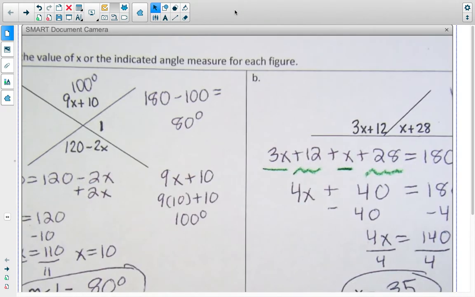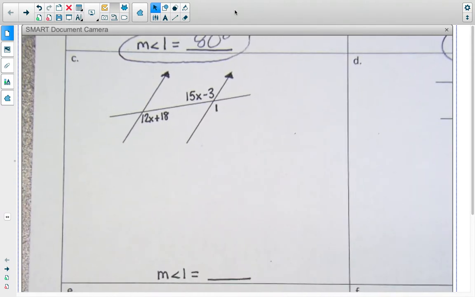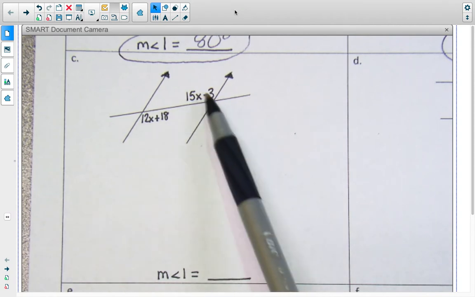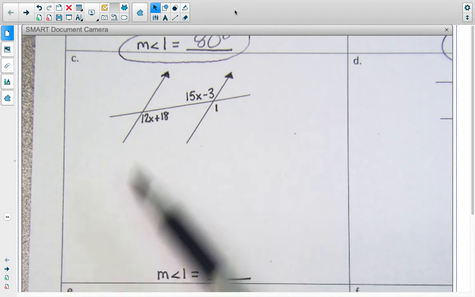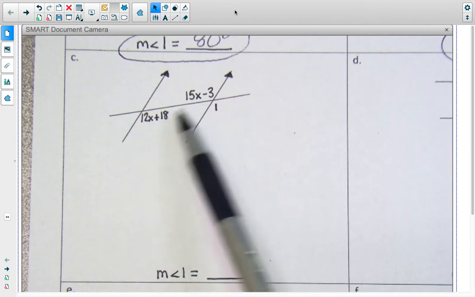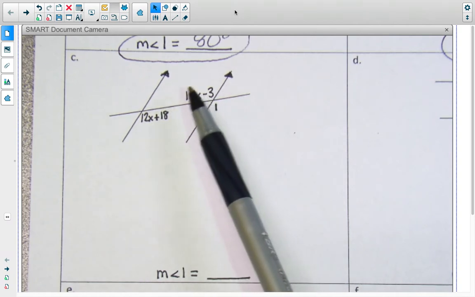Okay. Letter C. This time we're trying to find the measure of angle 1. So I don't have enough information to set these equal to each other, but I do know that they're vertical angles. And I know that these are corresponding angles, but still I don't have enough information to do anything with these two. So let's work with what we do know.